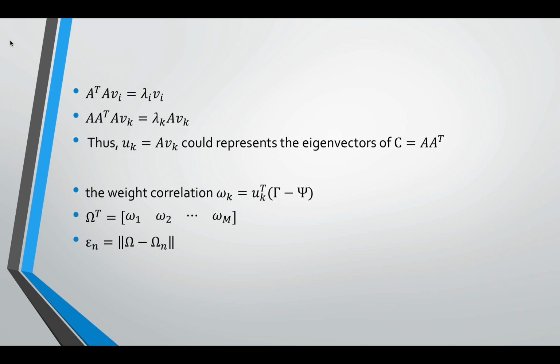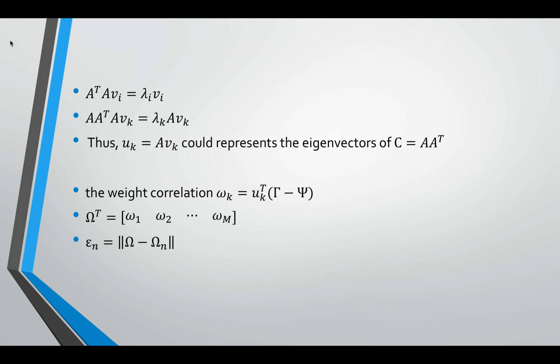Here, we rewrite the equation as A transpose A, and then find its eigenvectors. When both sides of the above equation are multiplied by A, it can be written as the second formula. Thus, mu k could represent the eigenvectors of C. In the fifth step, the process of projecting face onto subspace, the weight correlation is being used. The vector omega demonstrates the contribution of each eigenface when representing each input individual face.